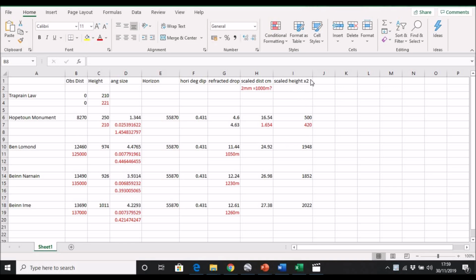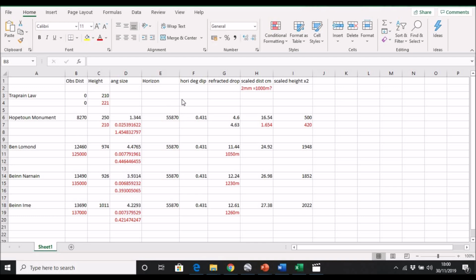Scaled height times 2, as given in the last column. Quite why he'd want to multiply the height by 2, I'm not certain, unless perhaps that was... no, I can't work out why, but hey ho, never mind. He's got 3 of the 4 correct, and the fourth one is wrong because he used the initial value of 250 instead of 210.